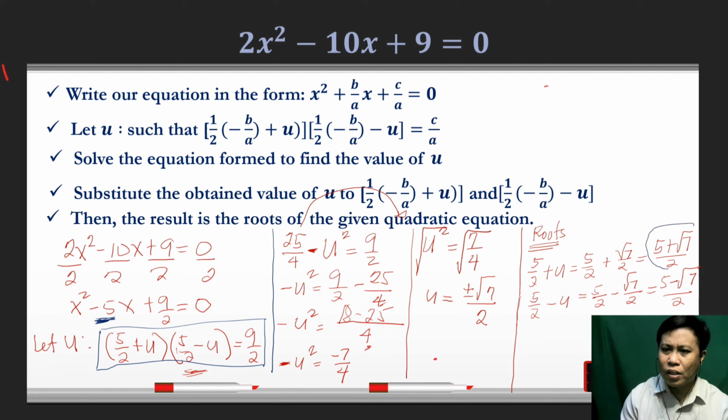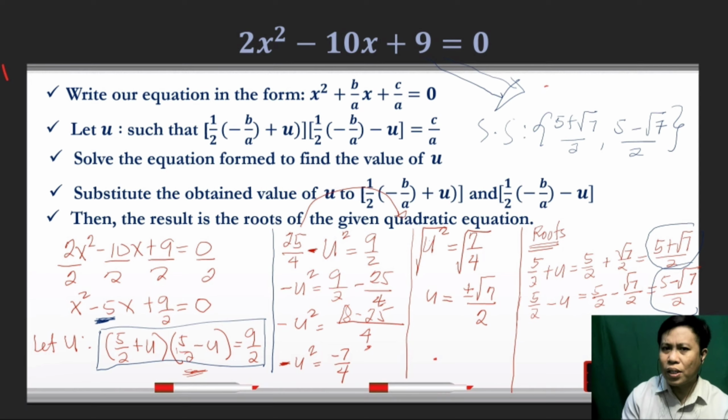So that is now the values of x. So therefore, the solution set of this quadratic equation is 5 plus the square root of 7 over 2 and 5 minus the square root of 7 over 2.